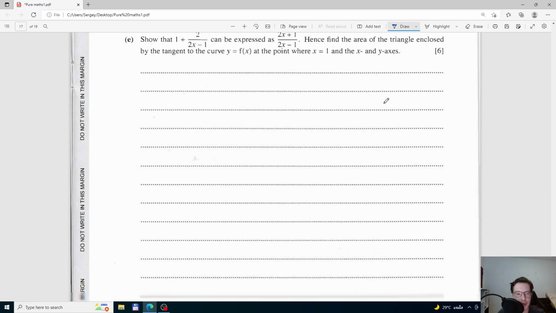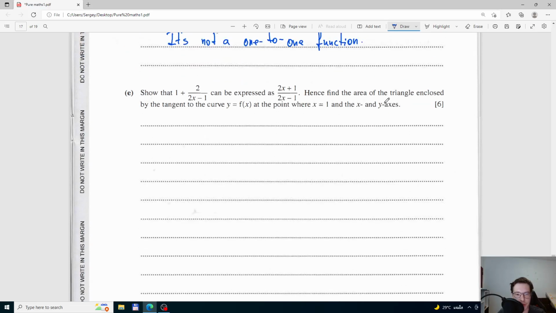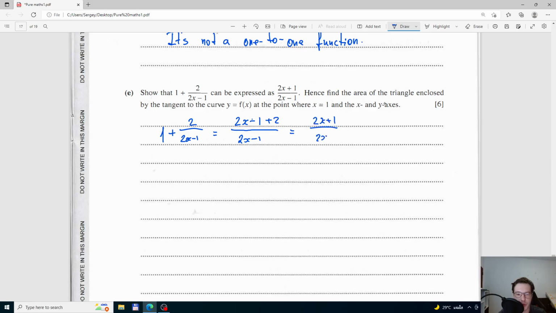6-mark question. Okay. Show that this can be expressed as (2x plus 1) over (2x minus 1). Okay, sure. We need the common denominator, so multiplied by 2x minus 1. And I got (2x plus 1) over (2x minus 1). Okay, so (2x plus 1) over (2x minus 1) is actually equal to 1 plus 2 over (2x minus 1).